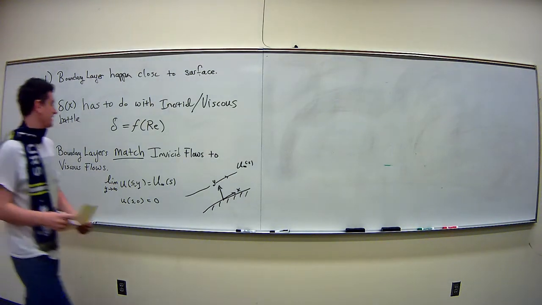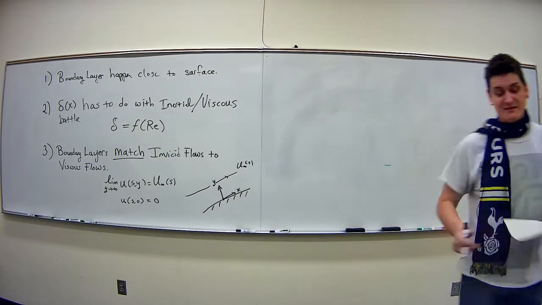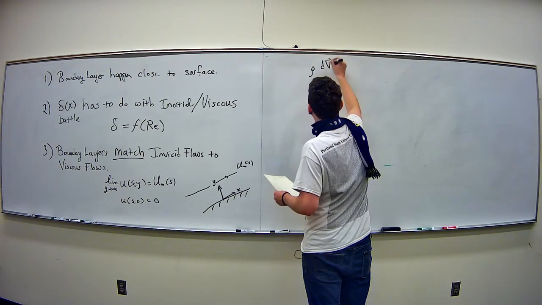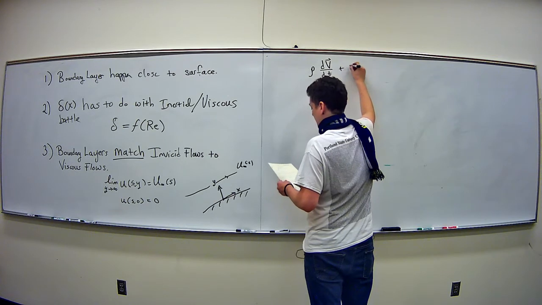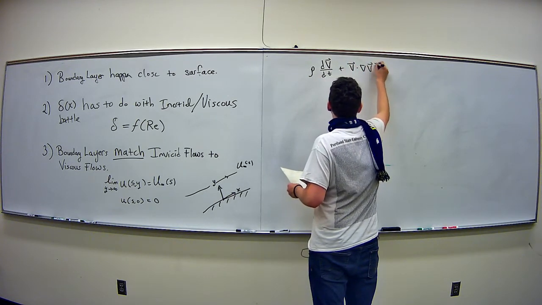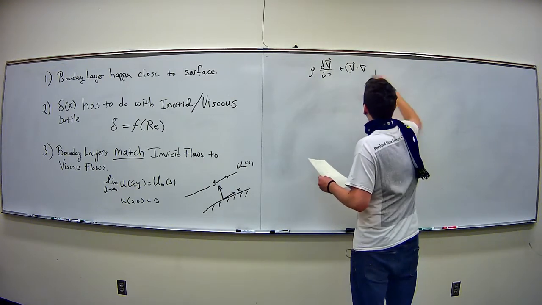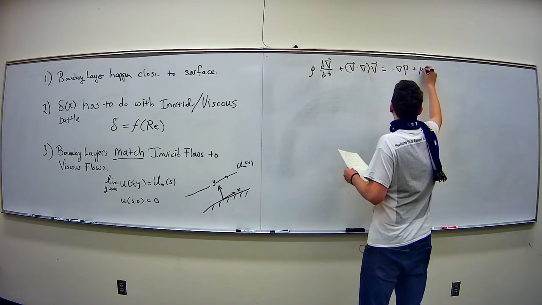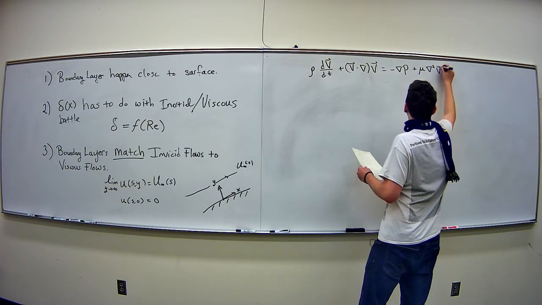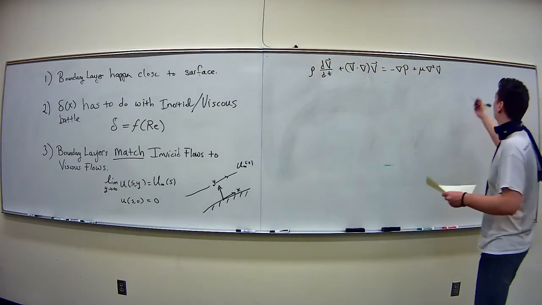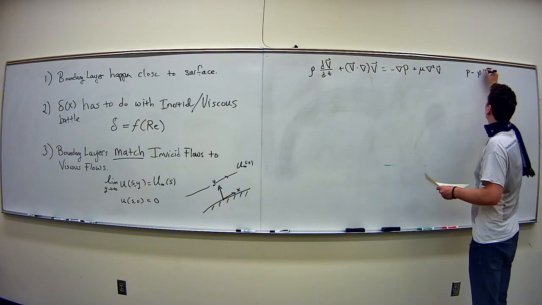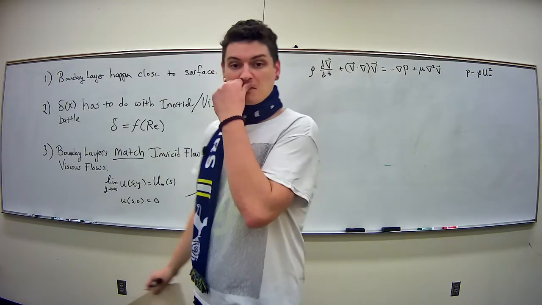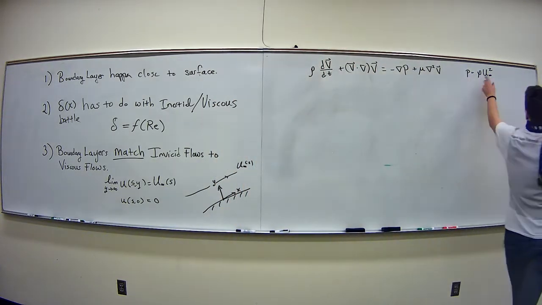Okay, let's think about number three then, with this inviscid matching principle. So you have our Navier-Stokes equations. Put them in this symbolic form. First thing for boundary layers, the pressure is going to be normalized by the dynamic pressure, right? This rho u squared. Why do you do that?